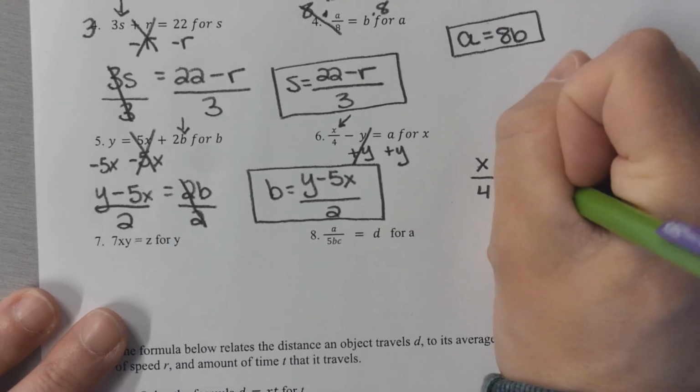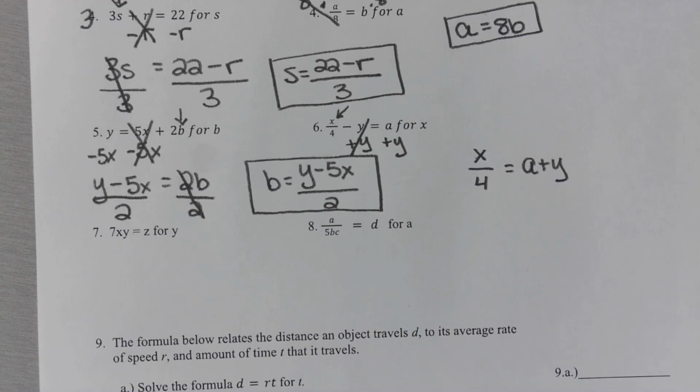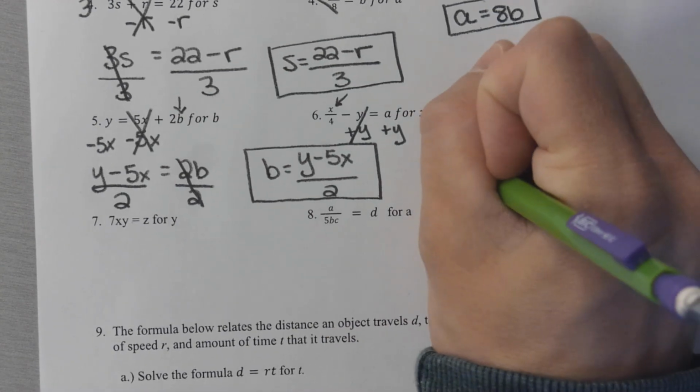On this side, I have a plus y. Or you could have y plus a. It doesn't matter what order you write those in. Okay, how do we know to multiply by 4? What told you? Yeah. So x wants to be alone. It's being divided by 4, so we think what's the opposite?